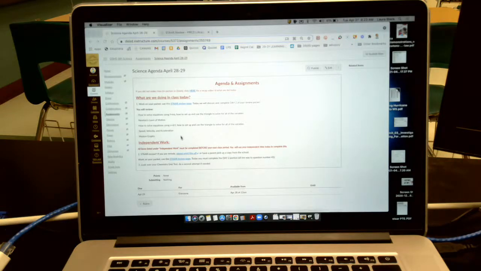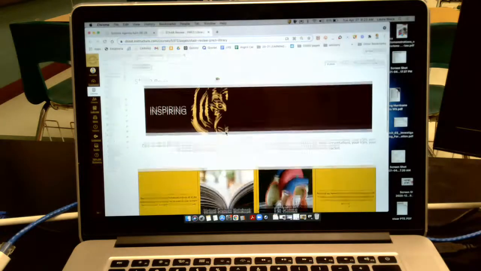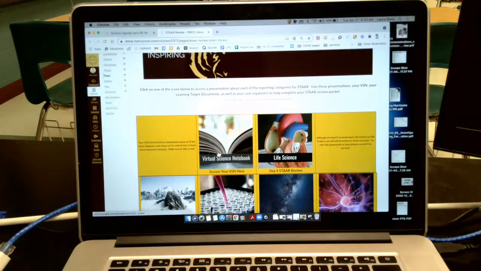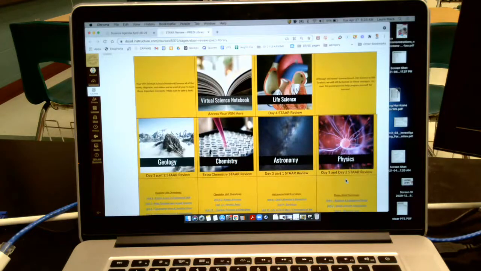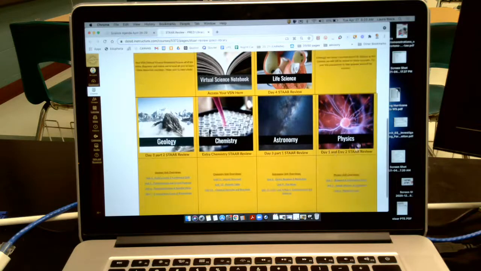Remember that when you're completing that packet, to use the STAR review page linked in Canvas here. So your virtual science journal is there, and again, each button is linked to a different Prezi, a review presentation. Day 2, today, you're going to need to use this physics button again. We also used that day 1. So you're going to make sure that you go through all of that. Additionally, beneath that, you'll see the physics unit overview. So those will probably be useful to look at.